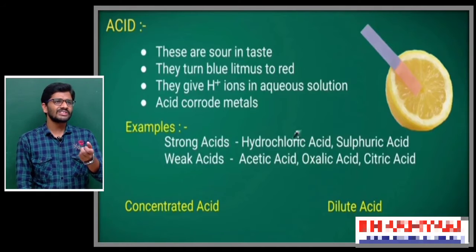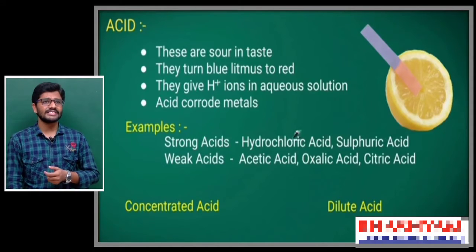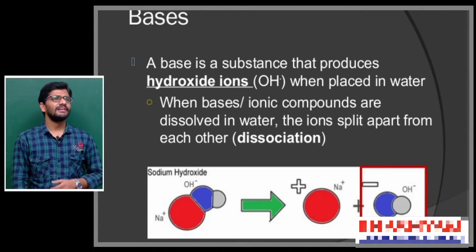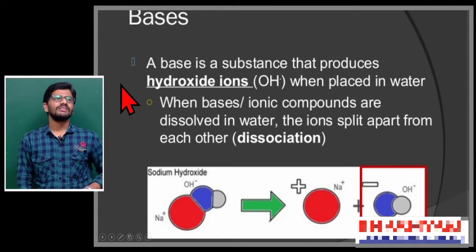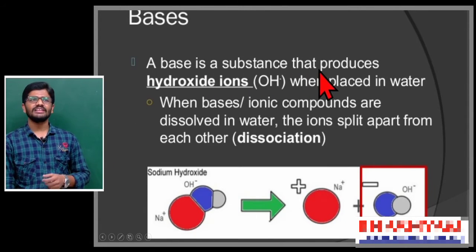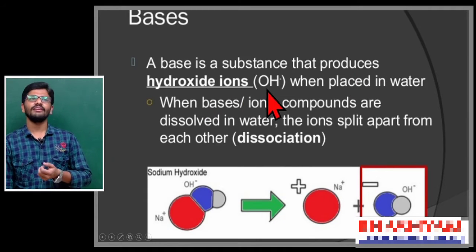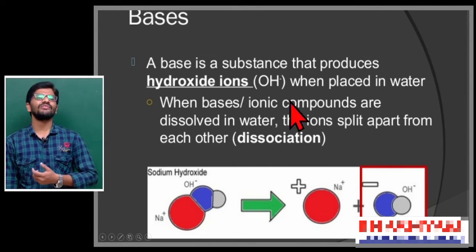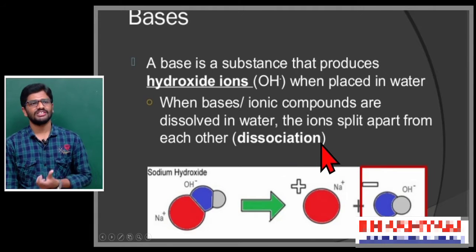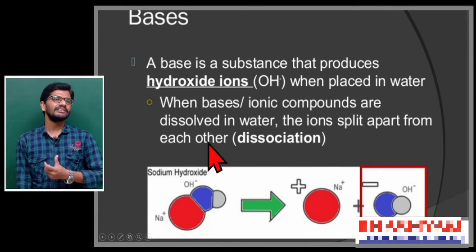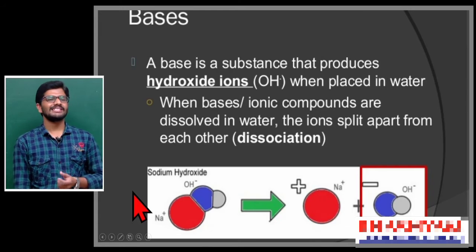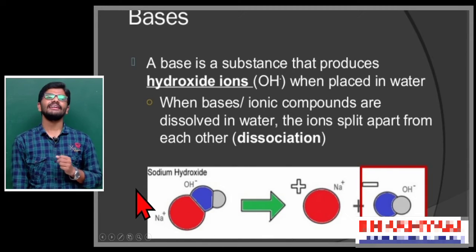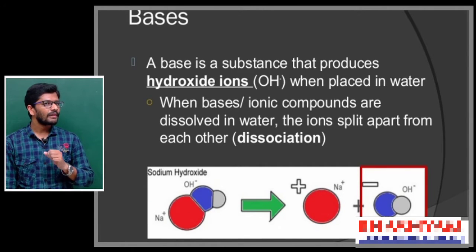Okay students. Now the next one is concentrated acid. What is meant by concentrated acid? What is meant by dilute acid? These things also we can study later. Next, base. I already explained. Once listen, a base is a substance that produces hydroxide ions when placed in water. When bases or ionic compounds are dissolved in water, the ions split apart from each other, so they undergo dissociation. Whenever the compound dissociates, it produces ions as cation and anion. So in a base, the anion is a hydroxide ion, whereas in acids, the cation is H plus.